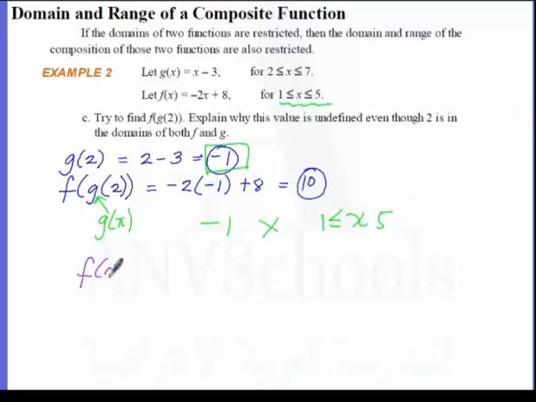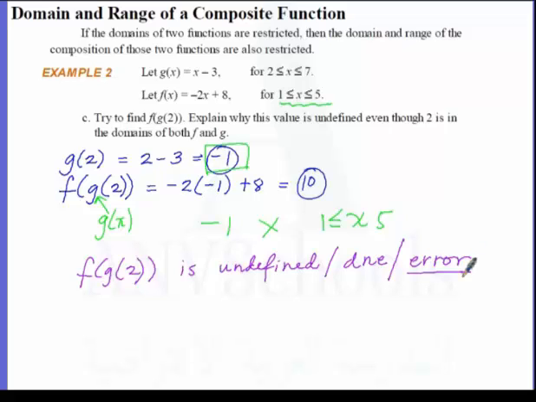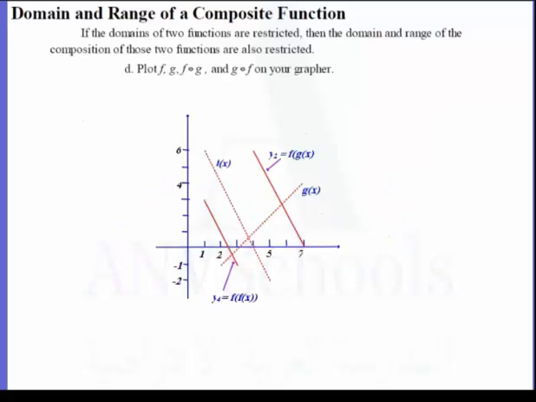F of g of 2 is undefined, does not exist, or error on your grapher, because the domain restriction only states the values from 1 to 5 for f of x. And surely g of 2, which is equal to -1, is not in the domain restriction of our f of x. So this completes our requirement for letter C. Let's go to letter D.